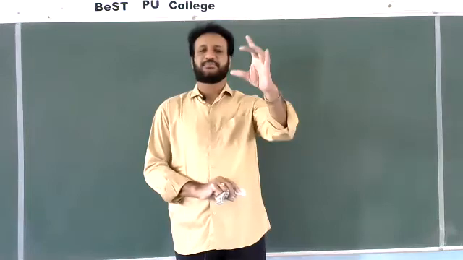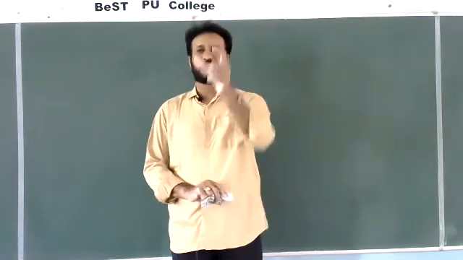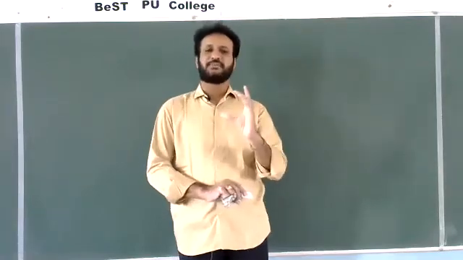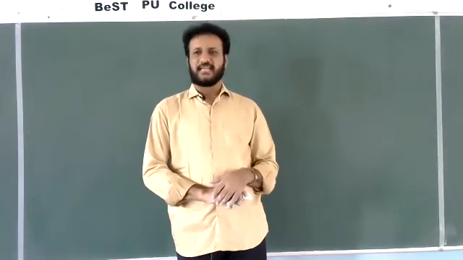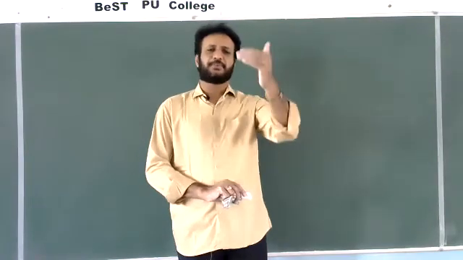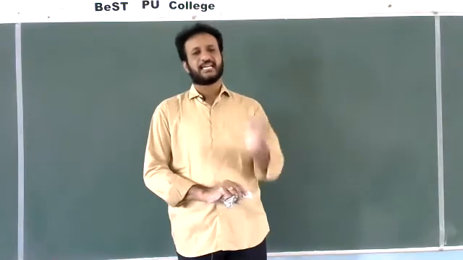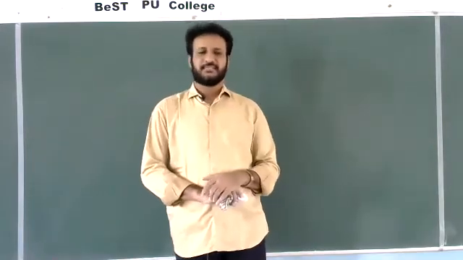Whatever the values are there, we should write in one column. Whatever the output is there, you should write in the other column. So the table can be called a truth table. A table which contains all the possible inputs and corresponding outputs can be called a truth table.